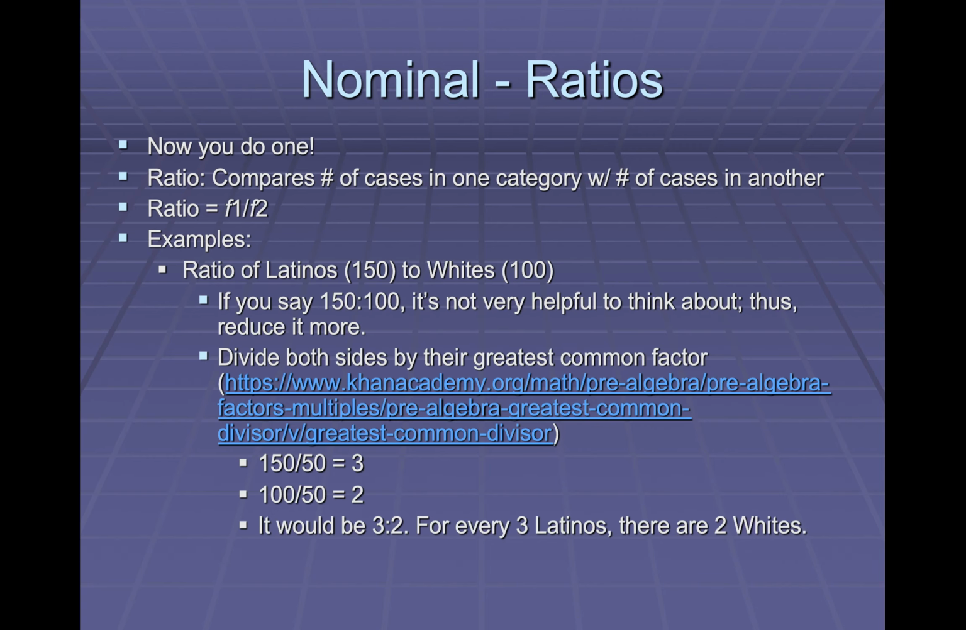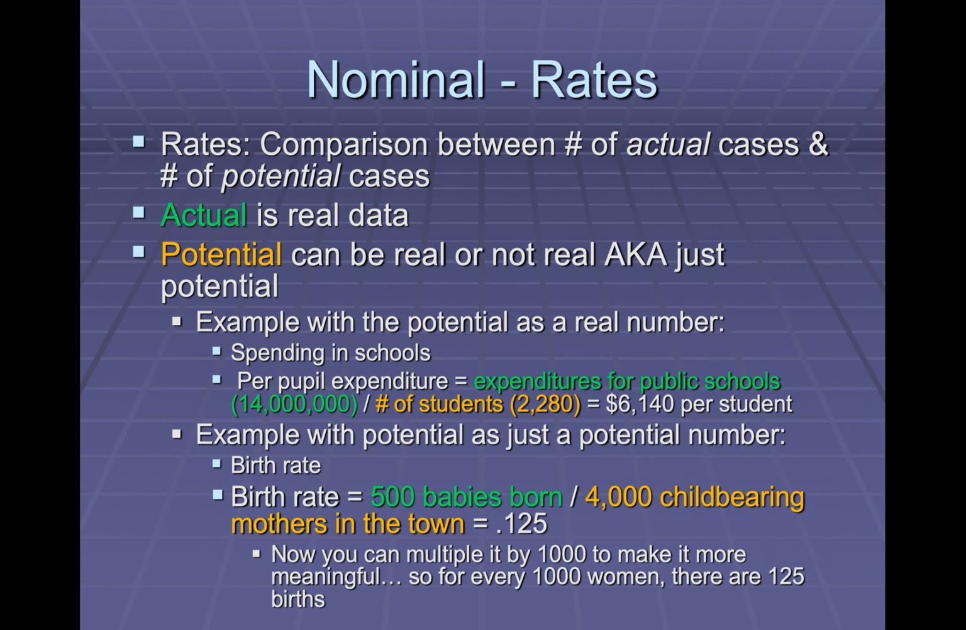All right, here's the answer. So the ratio is 150 to 100, but that's not helpful to think about it. So we reduced it down to 3 to 2. So every 3 Latinos, there are 2 white people. All right, moving on. So now let's talk about rates.